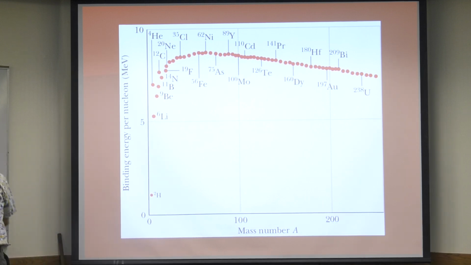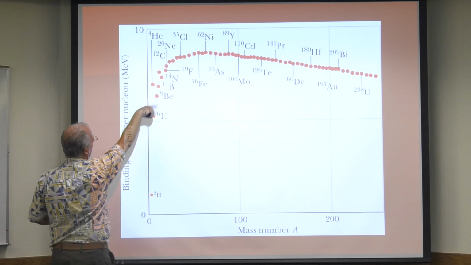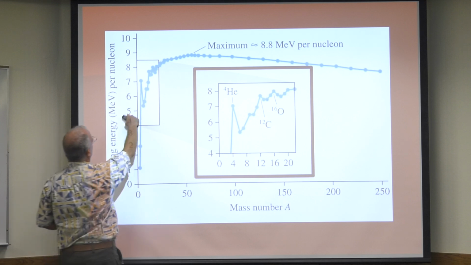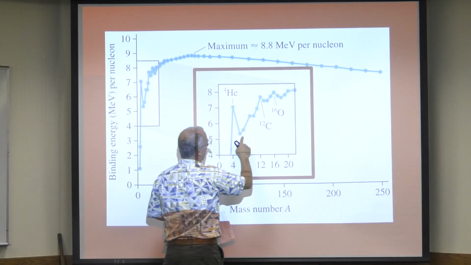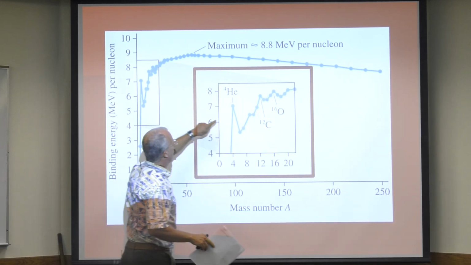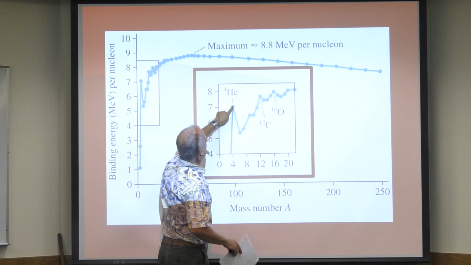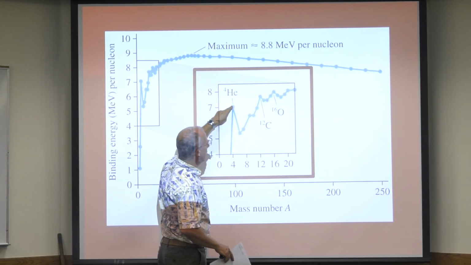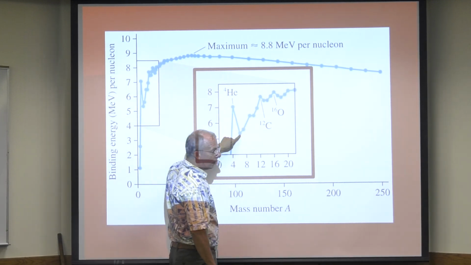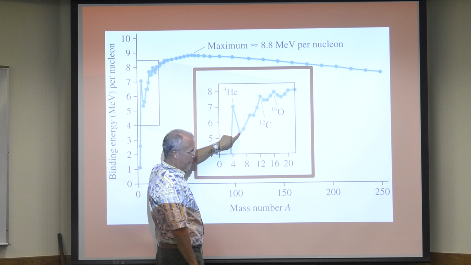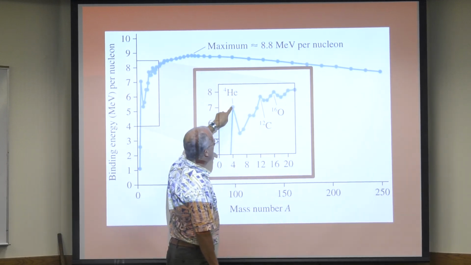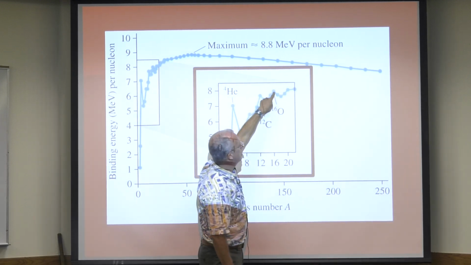Okay, now let's expand this graph. So we'll just look at this part. You notice it goes up, down, you know what I mean? So these guys here have a lot of binding energy per nucleon. So this is pretty stable, right? This is super stable, much more stable than this, because this doesn't take as much energy to remove a nucleon. This takes a lot of energy to remove a nucleon.